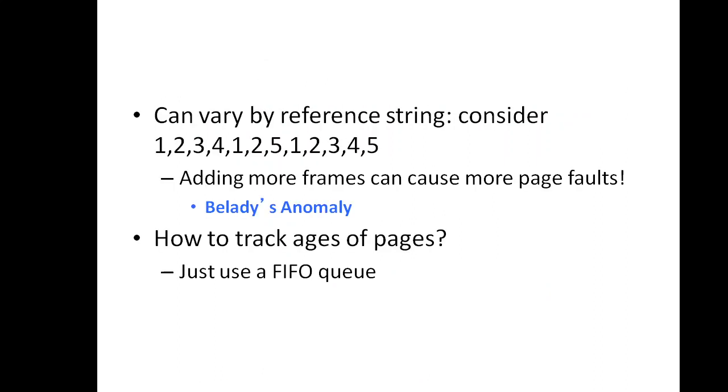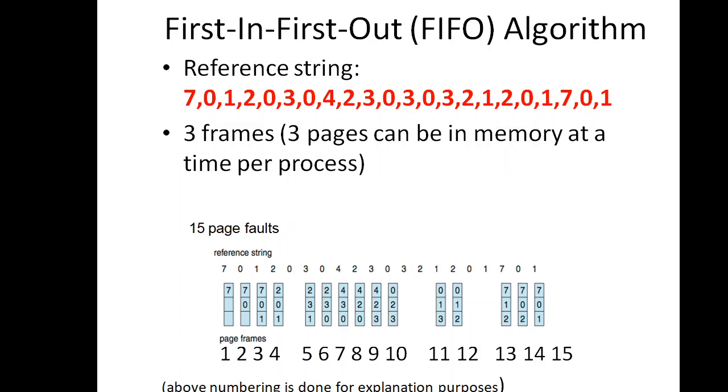So what it means is, a bad replacement choice always increases the page fault rate. In this we can see that there are 15 page faults that have occurred. So in order to avoid this, we can go for some other replacement algorithms.